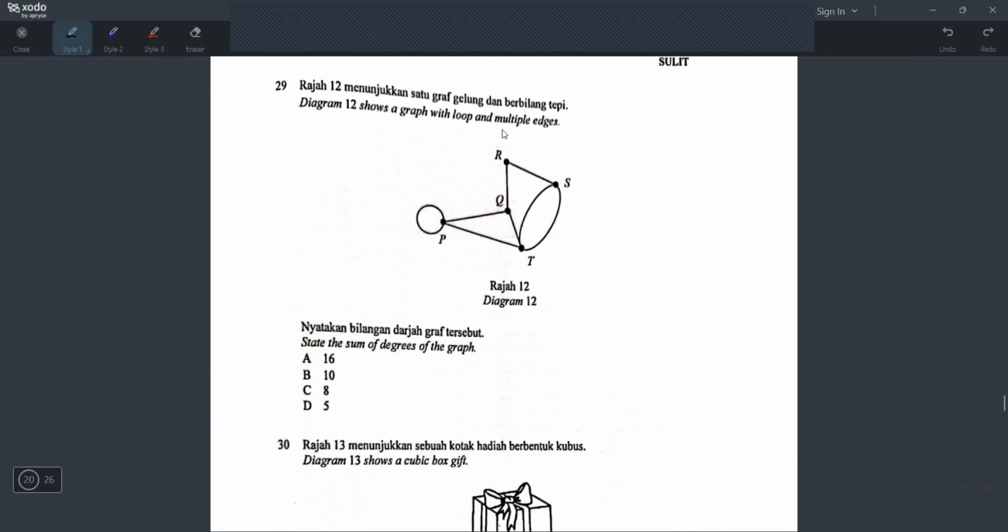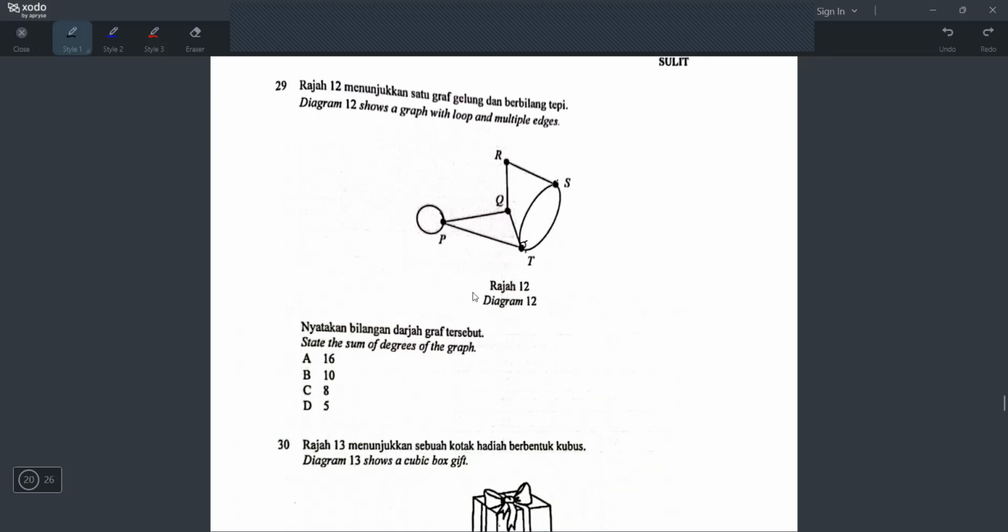29. Diagram 12 shows a graph with loops and multiple edges. This one is a loop, right? And then this one is multiple edges. This one looks like a loop, but it's not a loop. Hey, wait, what is a loop? A loop is when the edge comes out from the vertex and goes back to the same vertex. What are multiple edges? Multiple edges involve two vertices, and if there is more than one edge connecting the two vertices, then it's multiple edges.